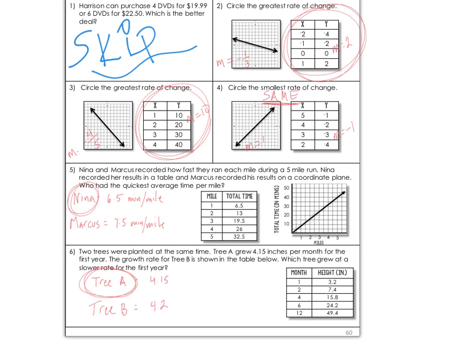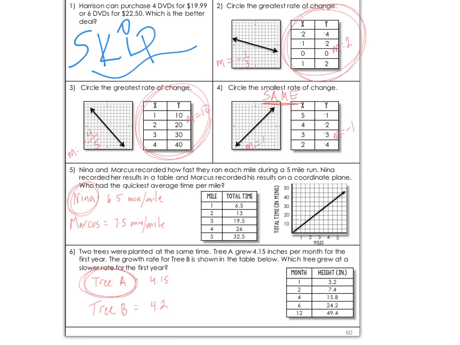So if you're not sure or if you got a different answer, again, you know, Nina and Marcus, 6.5, 7.5. We're figuring out slope on all these and then comparing them. Don't always think, though, like question 5. This one said, who had the quickest average time per mile? So you have to do a little bit of thinking. What's faster? I'm not necessarily picking the higher number on this one, like when we're talking about greatest rate of change. So a little bit of thinking there on 5. We didn't go with the biggest number.